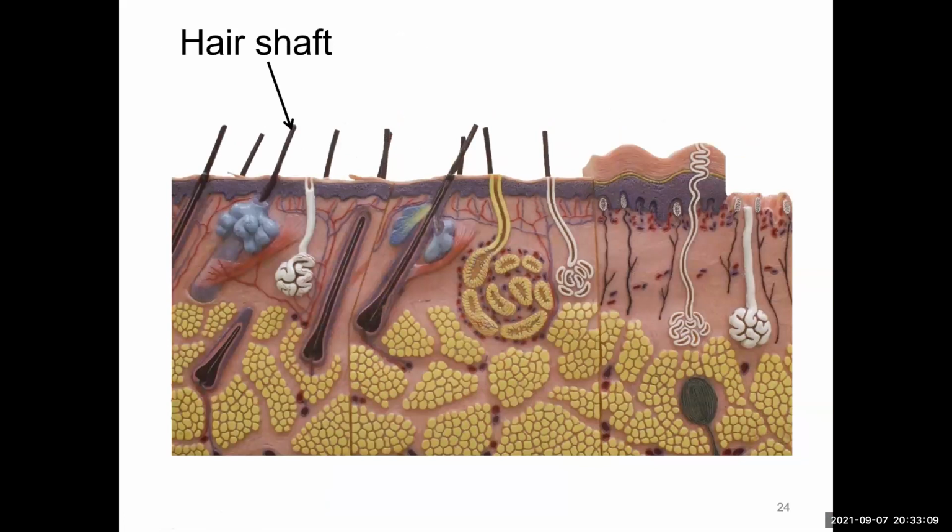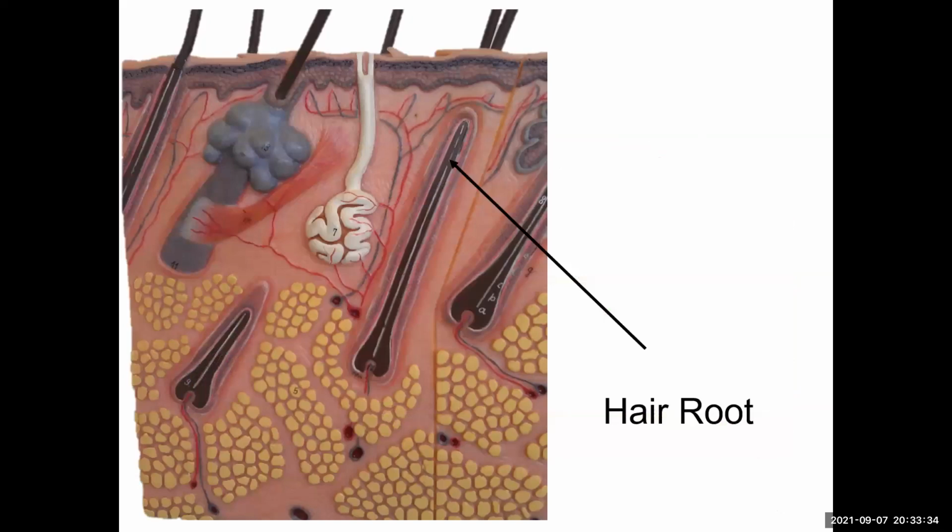So speaking of hair, if you're looking at a model and the arrow is pointing to the hair and it's above the surface of the skin, we call it the hair shaft. So in order for you to get it correct, and the arrow is pointing to something that's above the surface of the skin, you have to call it a hair shaft because we call it something different when it's below the surface of the skin. Okay, we call it a hair root. Above the skin, hair shaft, below, hair root.